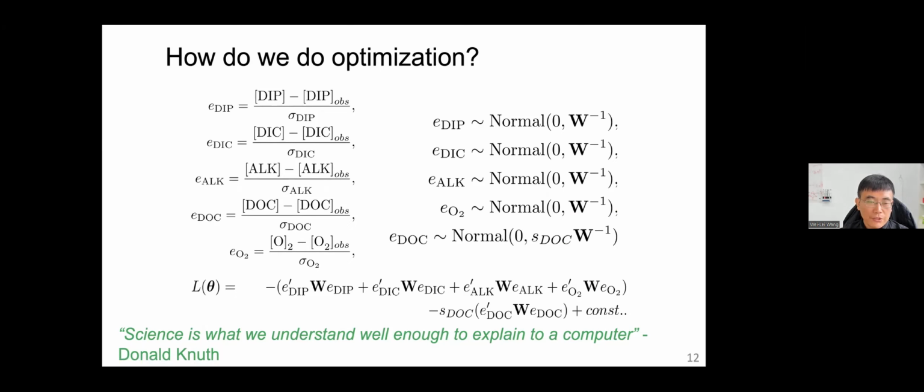So our objective is to maximize the likelihood function, or minimize the negative of the likelihood function, by optimizing a set of model parameters.